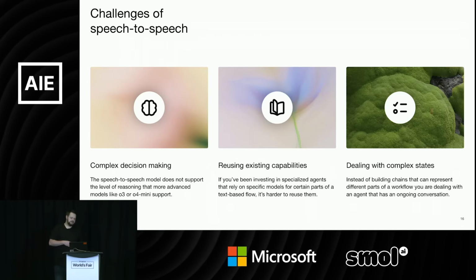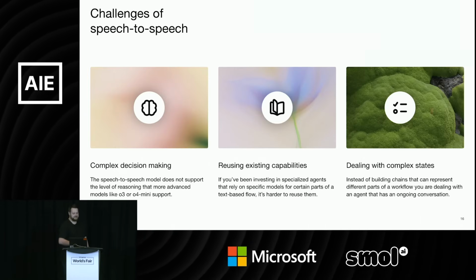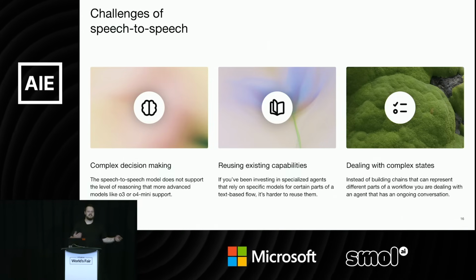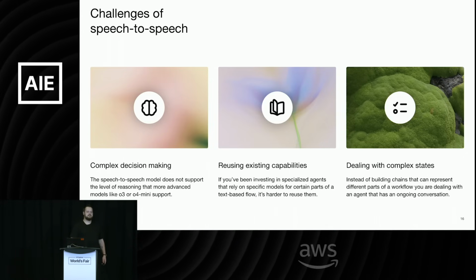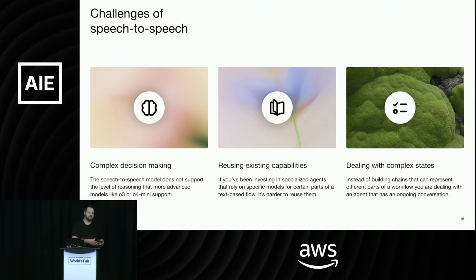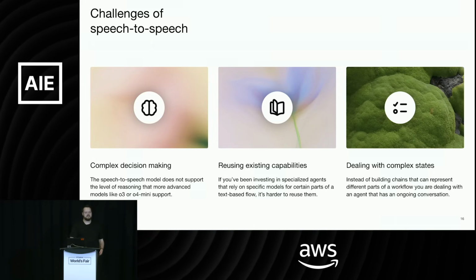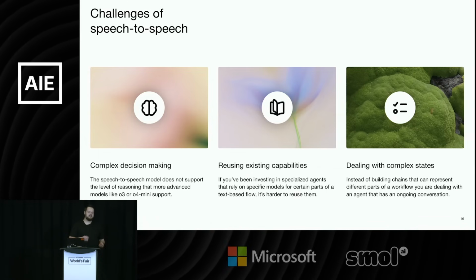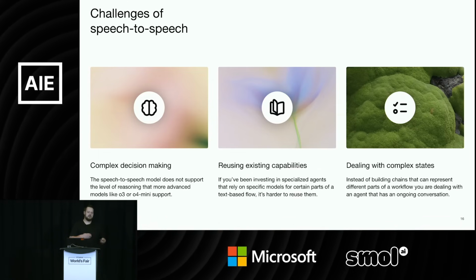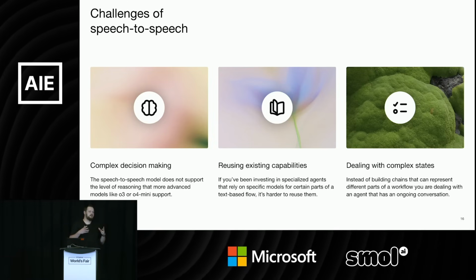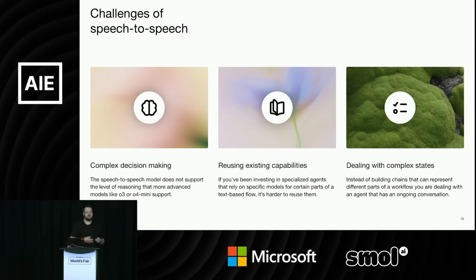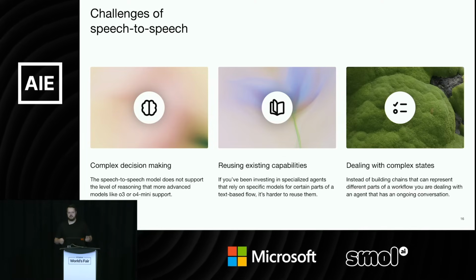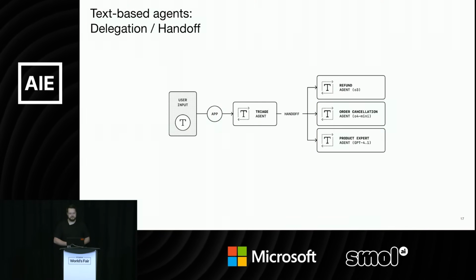But there are some challenges with this. One of the most common ones is reusing your existing capabilities. Everything is built around text, so if you already have some of those existing capabilities or a very specialized agent for a certain task, it's harder to reuse those. Also, dealing with complex states and complex decision making is a bit harder with these models, since they've been really focused on improving on the audio conversational tone, less so on being very complex decision makers.